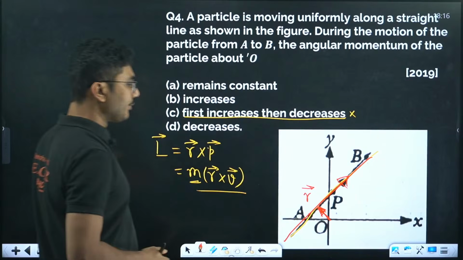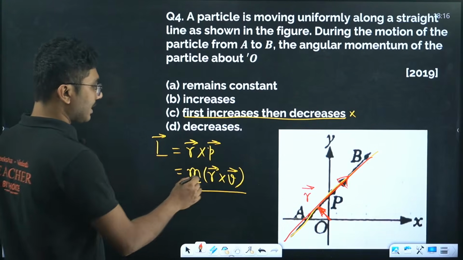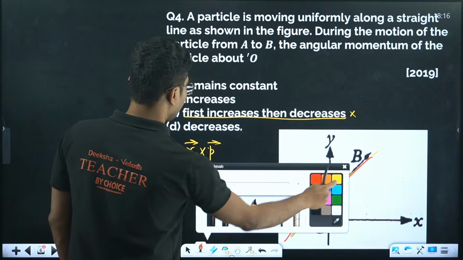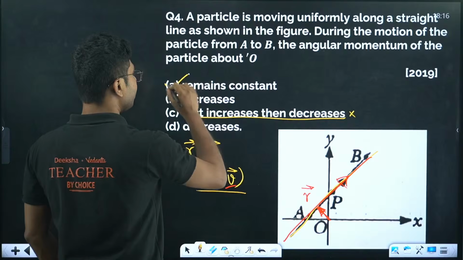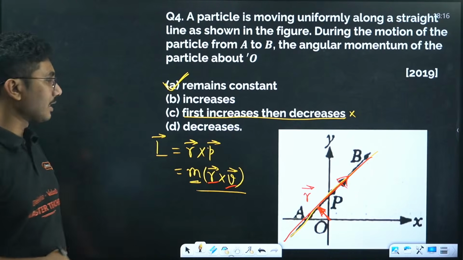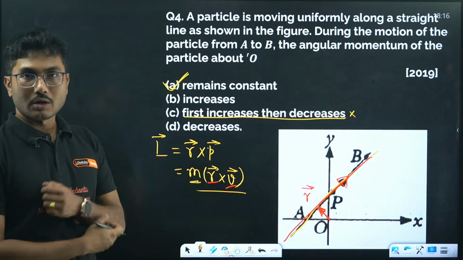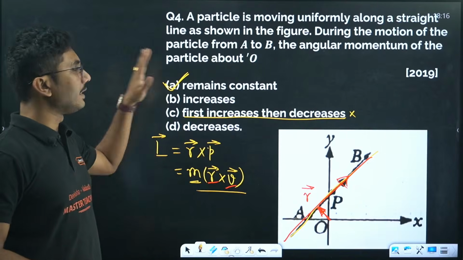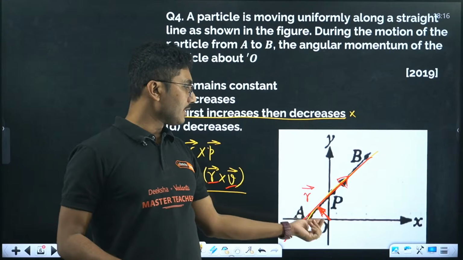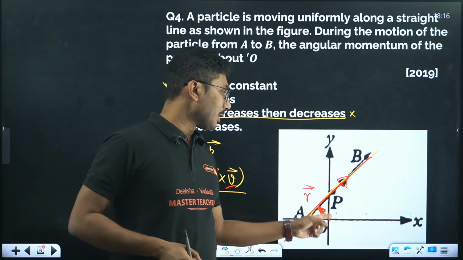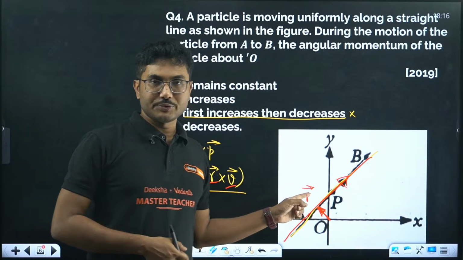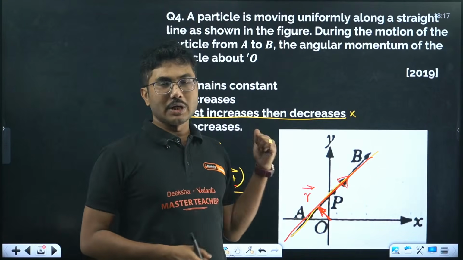Because r vector is fixed, that means r is fixed, v is fixed, m is obviously fixed, that means the angular momentum will also be fixed, so angular momentum will remain constant. Option A, those who have answered option A are correct, those who have answered option B are not correct. It is not increasing, it is remaining constant, because r vector, this is a very conceptual question, r vector is the perpendicular. Draw the perpendicular from the point where you are measuring it to the path of the object, and then you do r cross v.